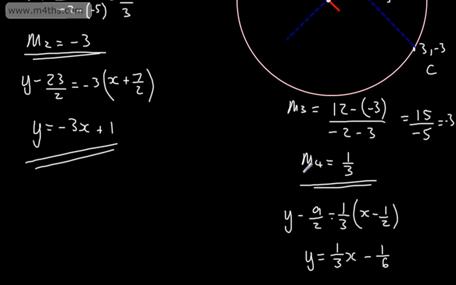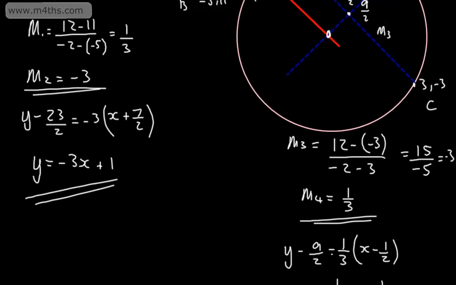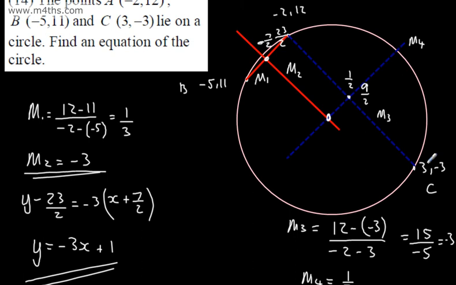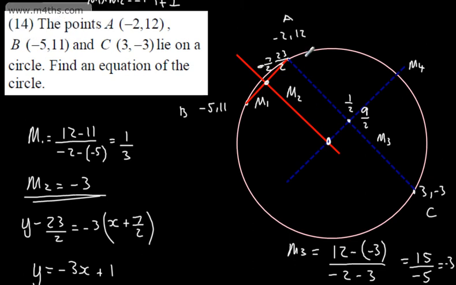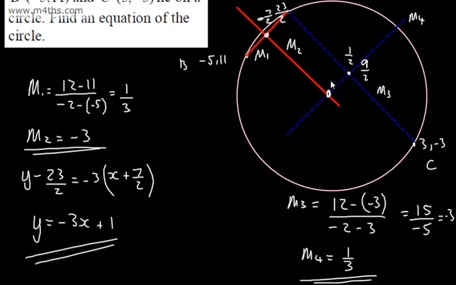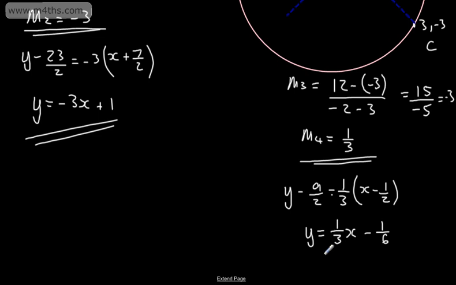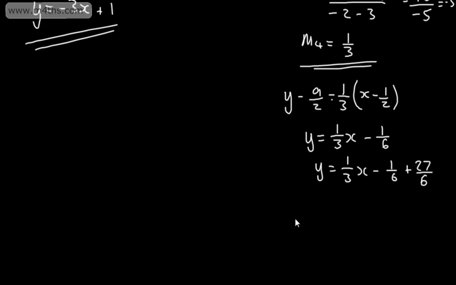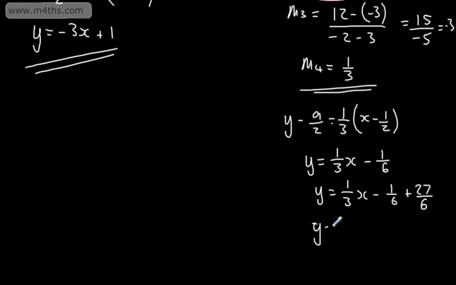So let's just check that's all correct. Let's have a look at this. So negative 2 and this point right here, let's just check I've got this right. So negative 2, that's perfectly fine. That looks good. I'm just looking at the numbers, hoping they're going to come out slightly nicer. So y is going to be equal to 1/3 x, minus 1/6, and then plus 27 over 6. So that's what we end up with. That's perfectly fine. So y is equal to 1/3 x plus 26 over 6, which is going to be 13 over 3.